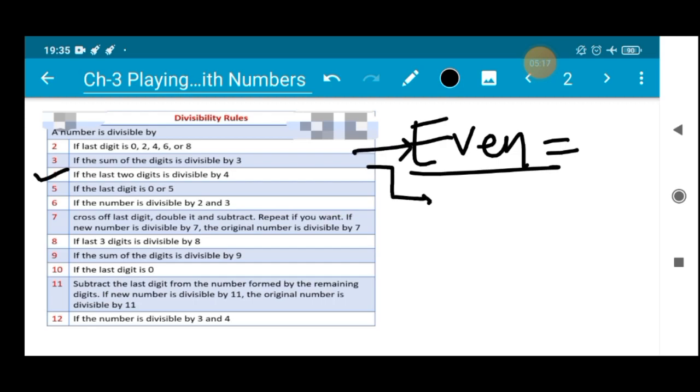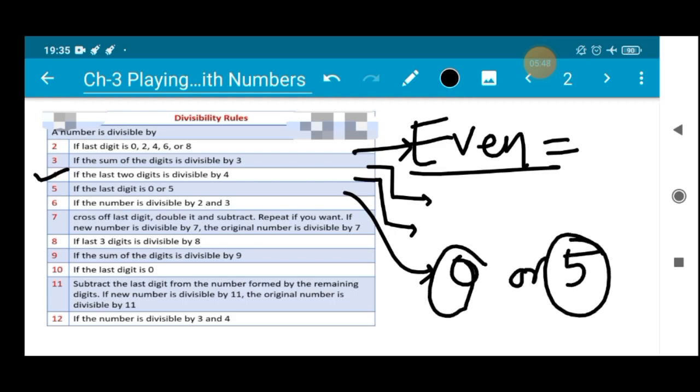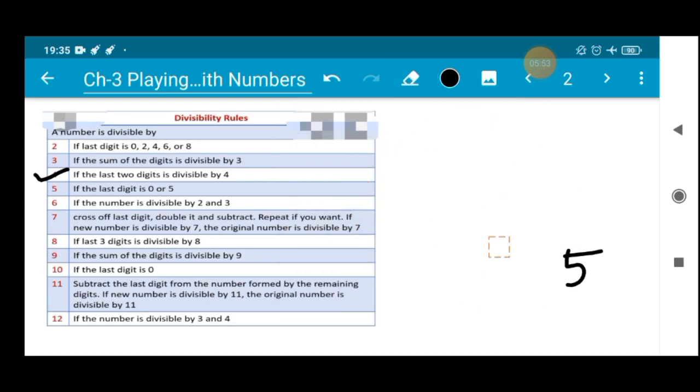And for 3, if we add all the digits of the given number, and the sum is divisible by 3, then the number will be divisible by 3. Similarly for 4, if the last two digits are divisible by 4, then the number will be divisible by 4, right? Number 5 is quite similar to 2, but one more thing is given there: if the last digit is 0 or 5, then the number will be divisible by 5. Okay, so I hope this is clear to you all.